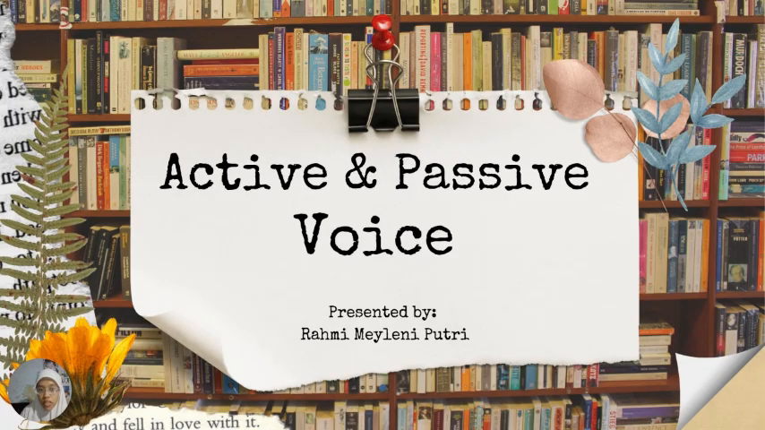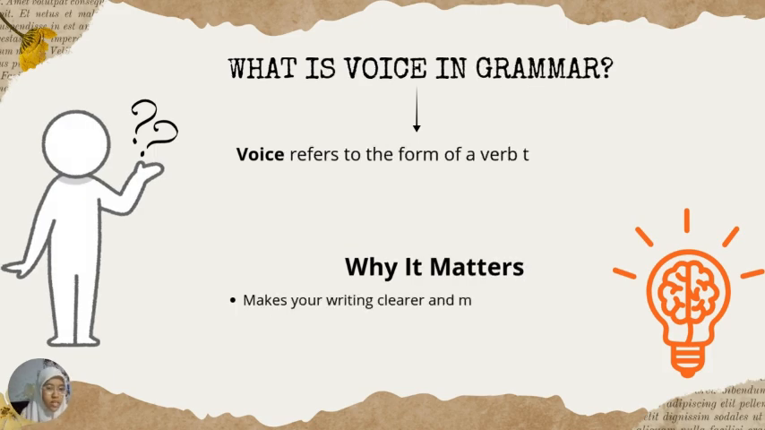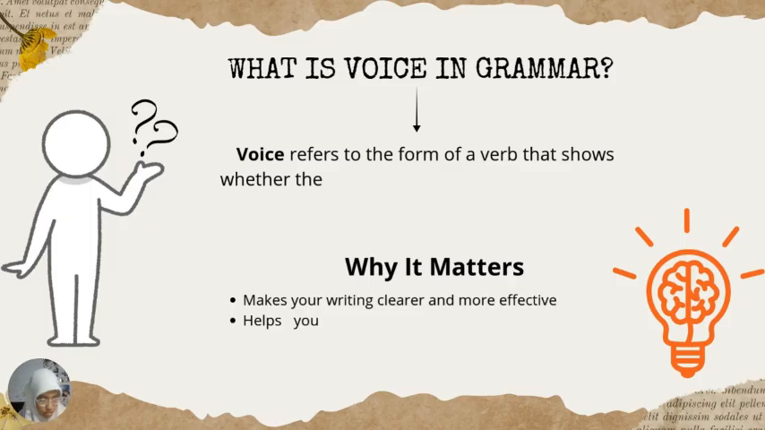Today we are going to learn about one of the concepts in English grammar, which is voice. They are active and passive voice. What exactly is voice in grammar? It's not the common definition like the sounds that we can hear, but voice in grammar refers to the form of a verb that shows whether the subject performed the action, called active, or received the action, called passive.